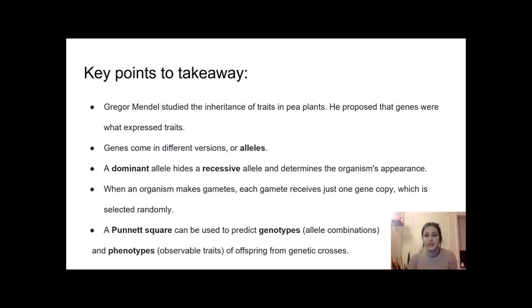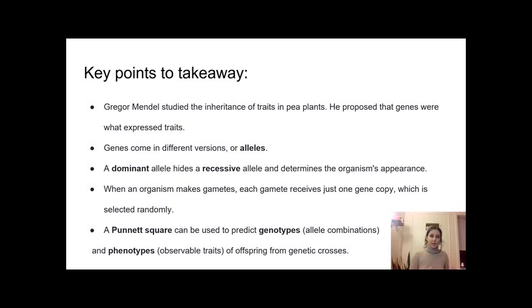So key points to take away from everything that we did today, just to close everything up and reiterate. Gregor Mendel studied inheritance of traits in pea plants. He proposed that genes were what expressed traits. Second, genes come in different versions, or alleles. Remember, different flavors of ice cream, but it's still a gene. Genes code for traits. A dominant allele hides, covers, or masks a recessive allele and determines the organism's appearance.